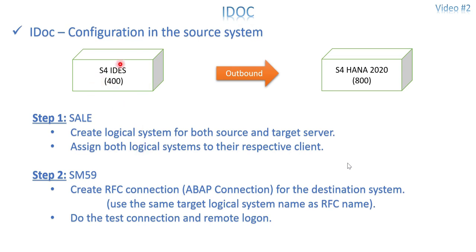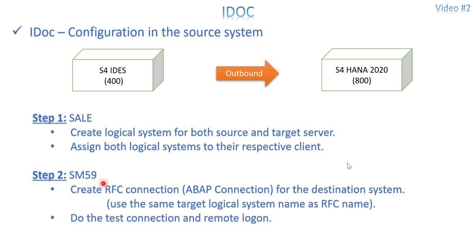So I have to define 400 as a client for my source system and assign the logical system which I have created in my step one. And I have to create another logical system. I already created it, and under 800 I have to configure this as my logical system. All the configurations are going to be placed in the source system only, not in the target.